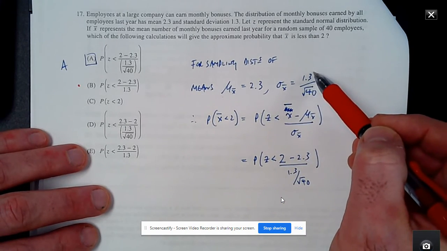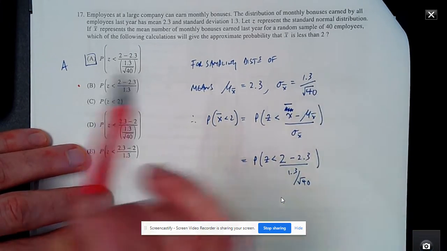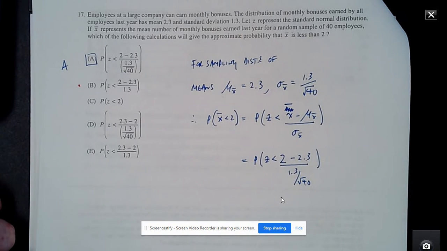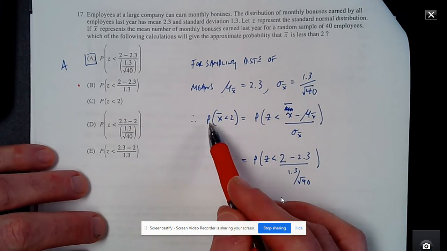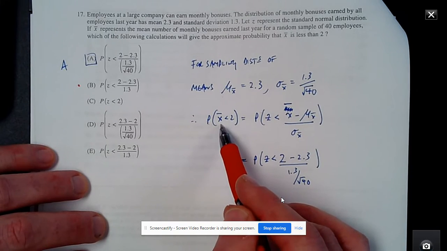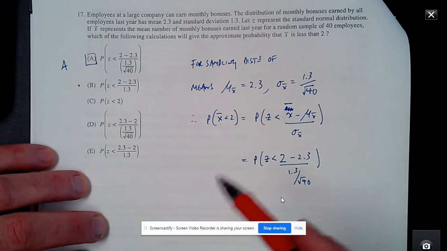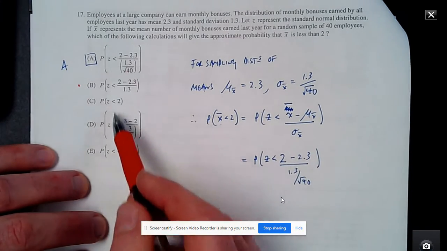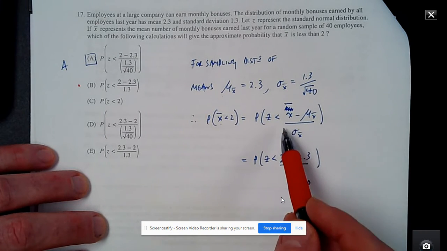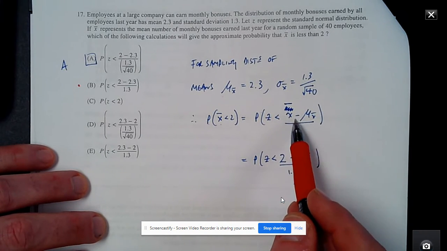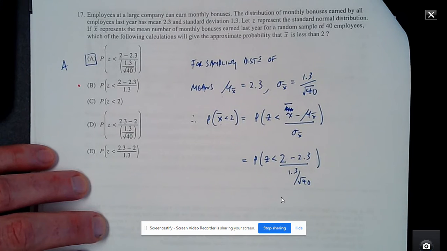It will become 1.3, the original standard deviation, divided by the square root of the sample size. So if you want to figure out the probability that the mean value is actually less than 2, you can standardize it, which they've done in these questions right here. And it's always going to be the observed value minus the mean divided by the standard deviation.